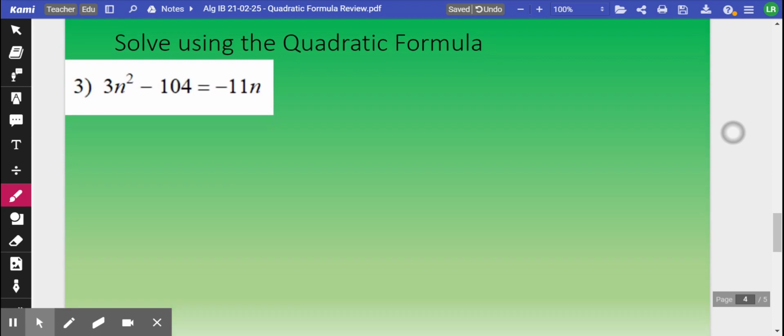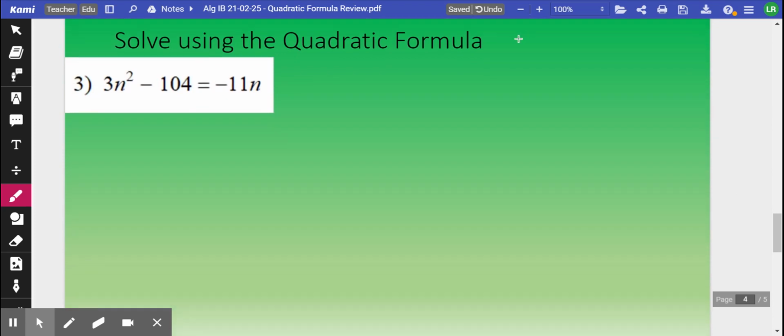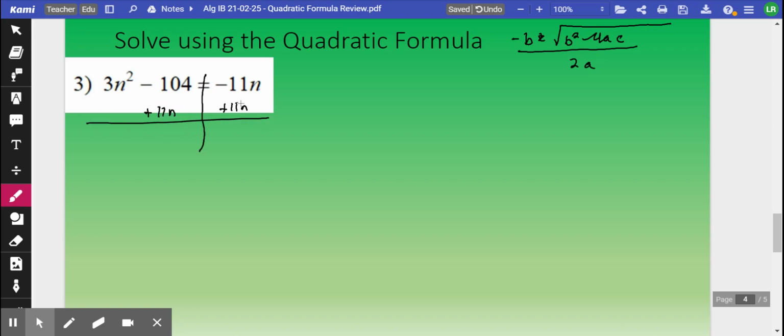Okay, last one here. Let's go ahead and pause the video and complete this last problem. First thing we've got to make sure we do is make it equal to 0. So I have to go plus 11n on both sides. And when I do that, I have to make sure everything goes in the correct order. So it goes n squared, then n, then constant, equals 0. So my a is 3, my b is 11, and my c is negative 104.